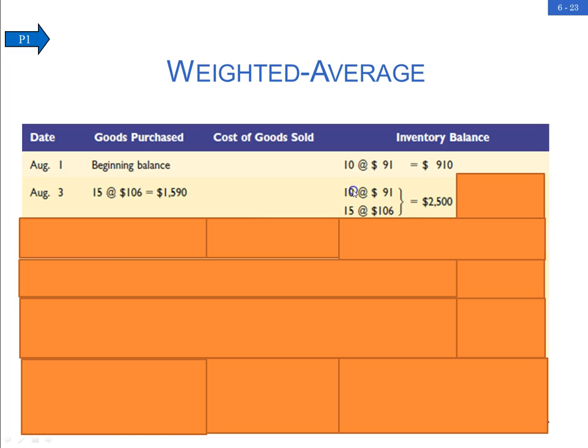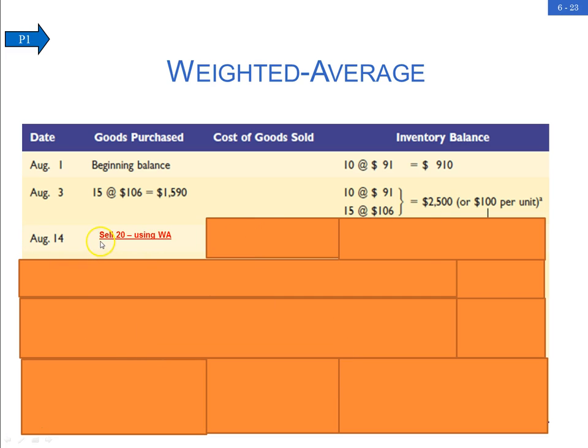And the way we do that is, well, we've got 25 bikes and a total cost of $2,500. So if we were to divide that, we'd get that each bike has a weighted average of $100 per unit. And that's what we assume when we make our next sale. So we assume we're selling 20 bikes. We'd use the weighted average of those bikes for a cost. We assume that all 20 had a weighted average cost of $100 per unit. Very easy to calculate out.